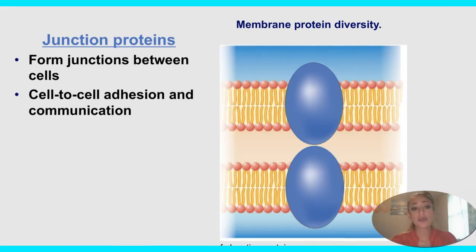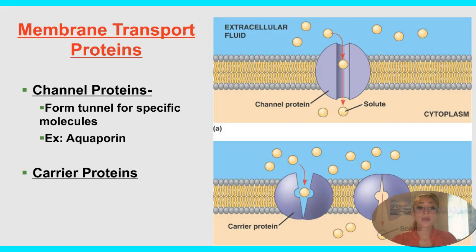There's also junction proteins. We kind of just looked at a couple of the adhering, the gap junction channel proteins a little while ago. So junction proteins just form between cells and allow for cell-to-cell adhesion and communication. A good example was the channel proteins that we looked at a little while ago, and the gap junctions that were formed because of them.